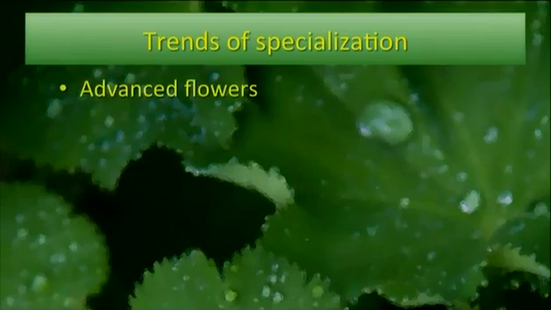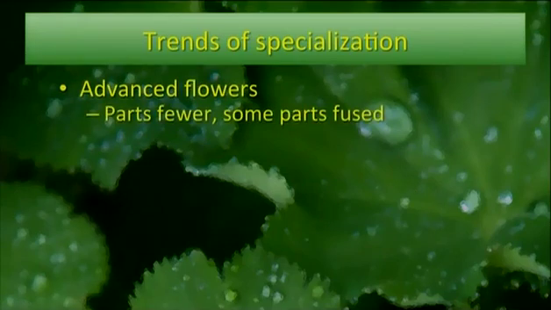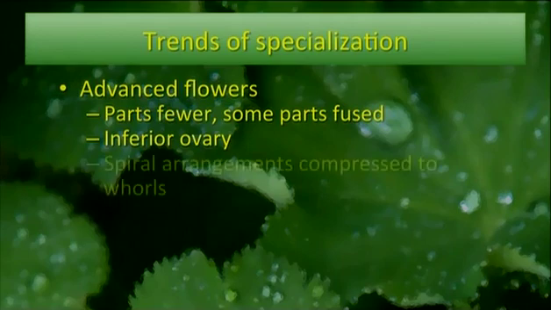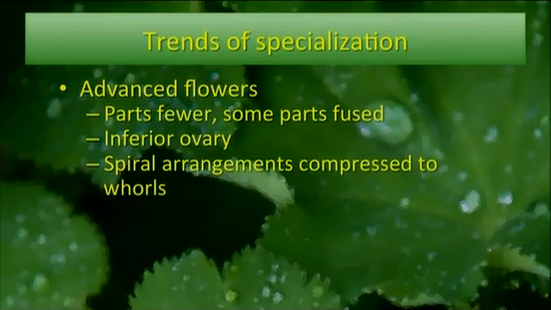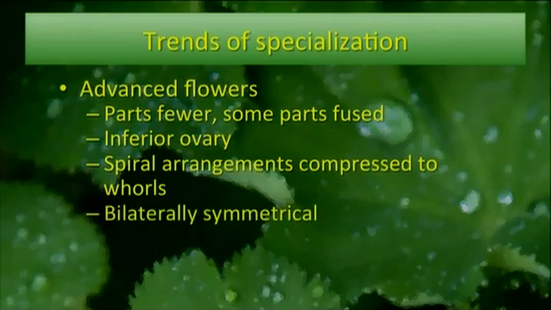Now advanced flowers, okay, tend to have fewer parts, and some parts tend to be fused together. Okay. They have inferior ovaries. It means the ovary is below the attachment point of the rest of the flower. Okay, they have spiral arrangements compressed to whorls, so you just have a few, maybe leaf-like structures or a few sepals, a few petals, to whorls of petals and sepals and stamens. And oftentimes they're bilaterally symmetrical. Do you remember radially symmetrical and bilaterally symmetrical?